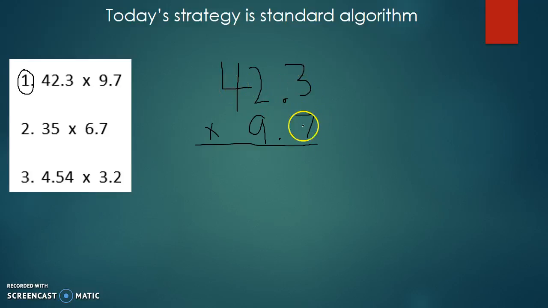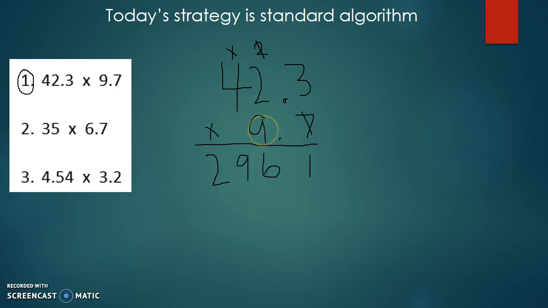So 7 times 3 is 21. I put my 1, regroup my 2. 7 times 2 is 14, plus 2 is 16. I put my 6, regroup my 1. 7 times 4 is 28, plus 1 is 29. So now I'm done multiplying all my digits at the top of my first factor, so I'm done with my 7 and everything I used to regroup with the 7.